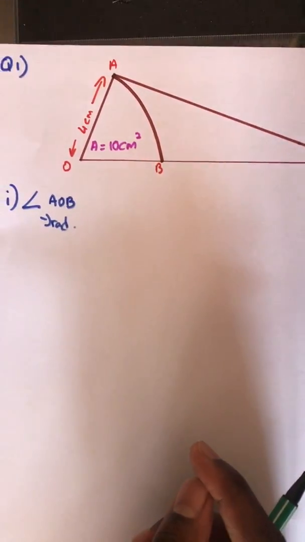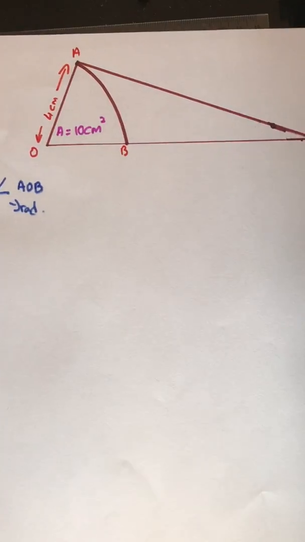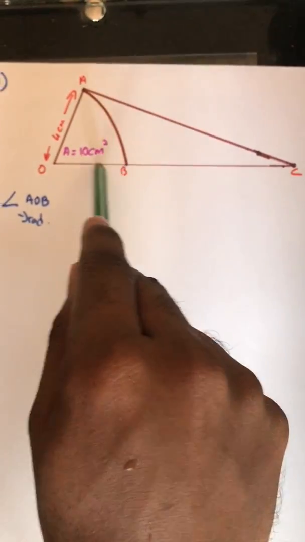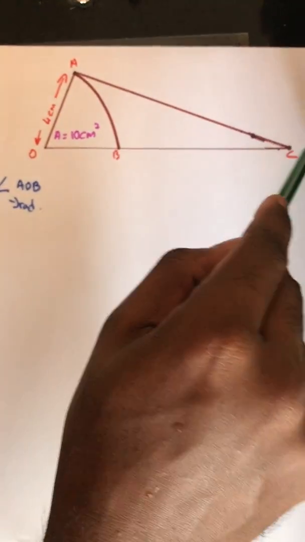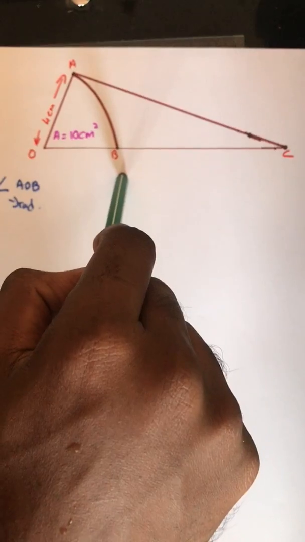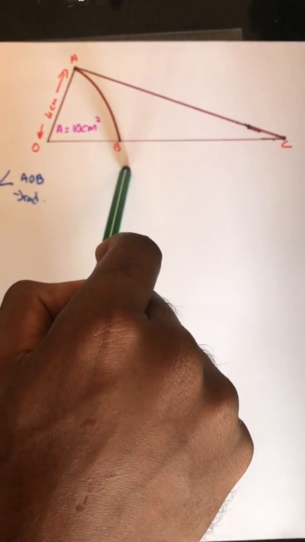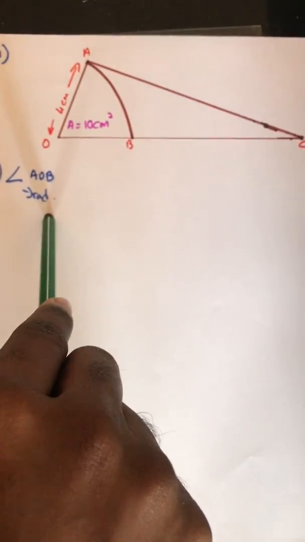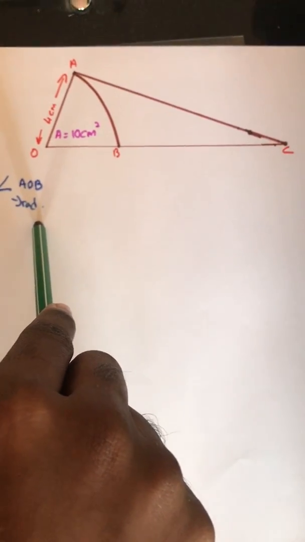Okay guys, we're going to discuss question number 1 from our worksheet 2. This question gives you a diagram already. In this diagram, OAC is a triangle, and OAB is a sector. The first part asks you to find angle AOB in radians. Let's see what information we have.